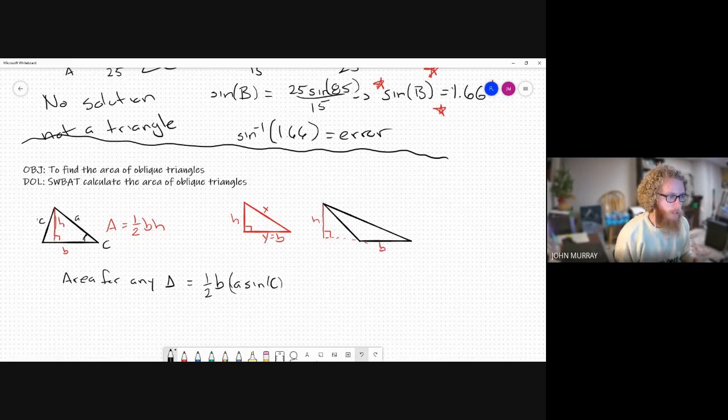Why does it keep doing that? I'm not trying to draw a circle.